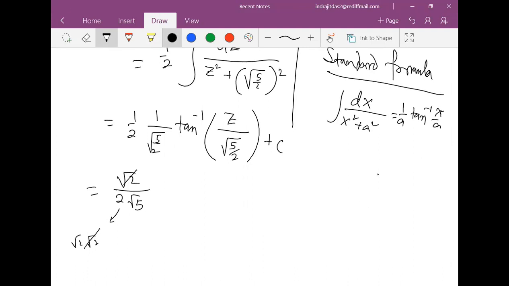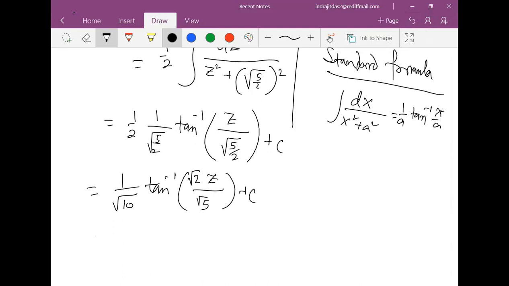So you can simplify this, what will be the simplification? You can simplify this ultimately after writing this whole thing. You can simplify this as 1 by root 10, because root 2 into root 5, tan inverse. This root 2 will be taken to the numerator, z by root 5. Now what is z? Z is tan x. So your final answer is 1 by root 10 tan inverse root 2 tan x by root 5.